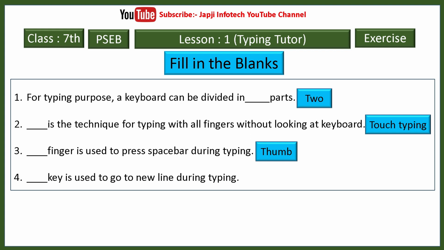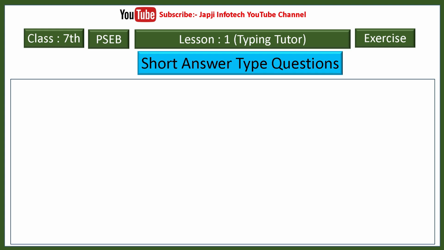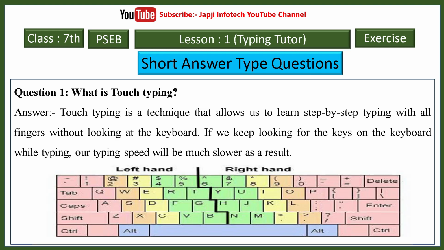And the fourth one is, dash key is used to go to a new line during typing. And the right answer is, Enter key is used to go to a new line during typing. So now we will learn about short answer type questions. The first question is, what is touch typing?